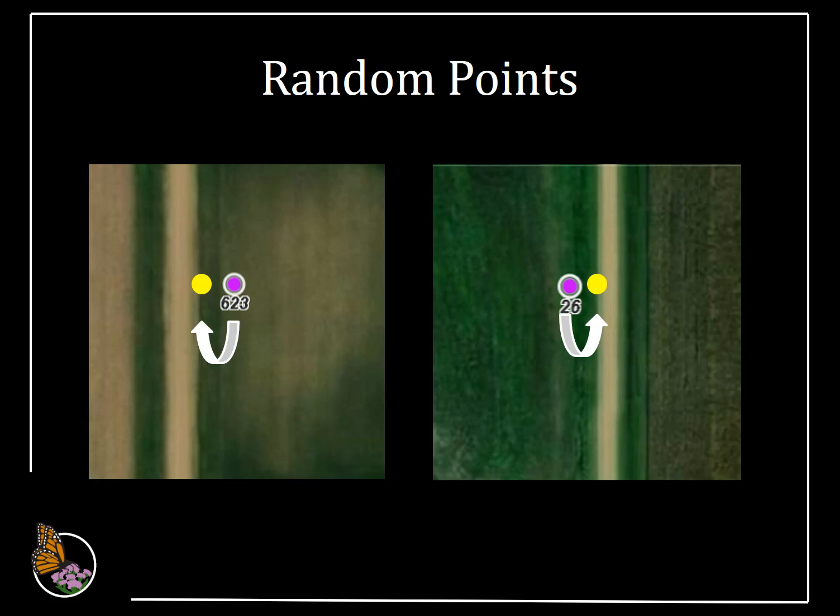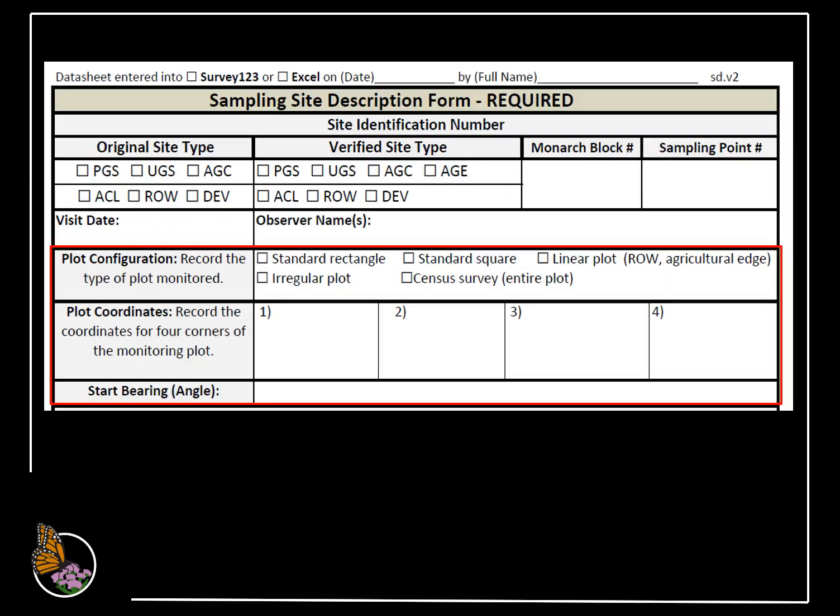This will be your starting point, your point 1, where you will anchor your plot. Record the coordinates for this point on your site description form.